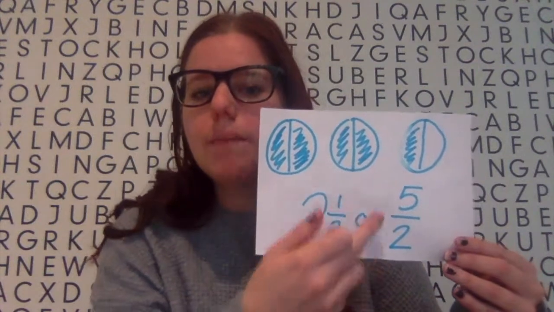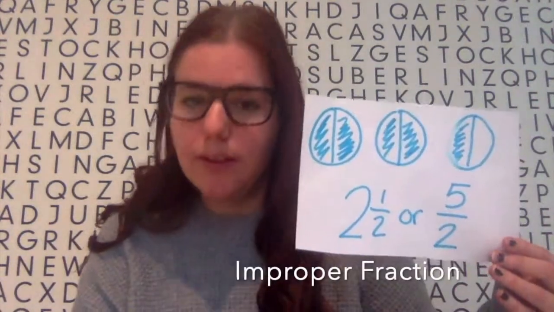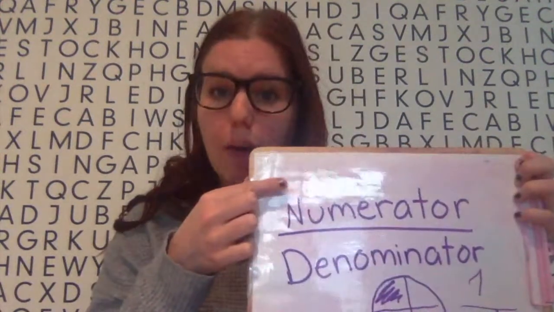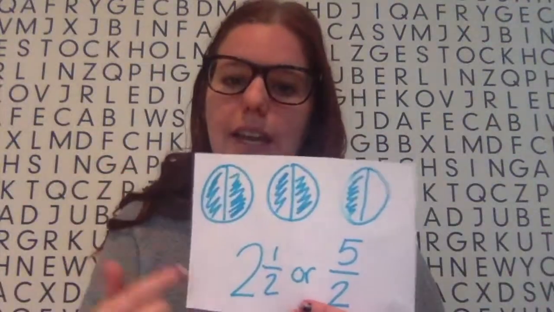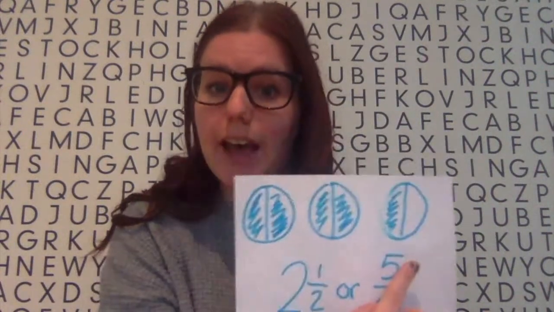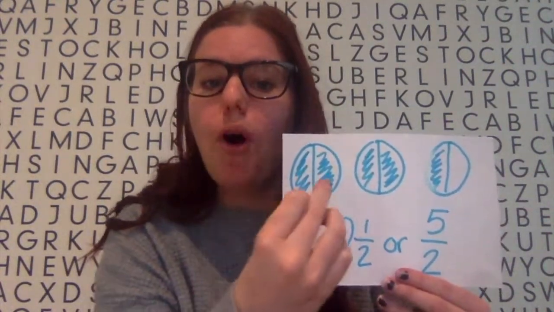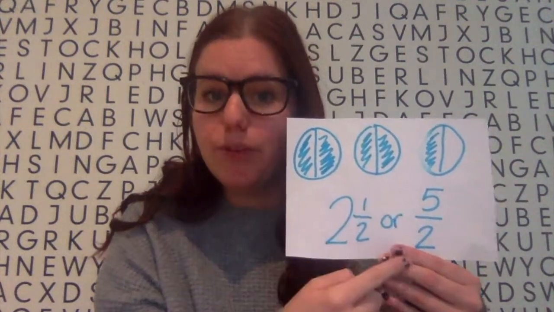Over here we have something called an improper fraction. For improper fractions, the numerator, the top number, is bigger than the denominator, the bottom number. So basically, instead of saying we have 2 wholes and a half, we're going to count up all the halves that we have and put them over the denominator, which means each of these is broken into 2. So let's count. We have 1, 2, 3, 4, 5. We have 5 of 2.